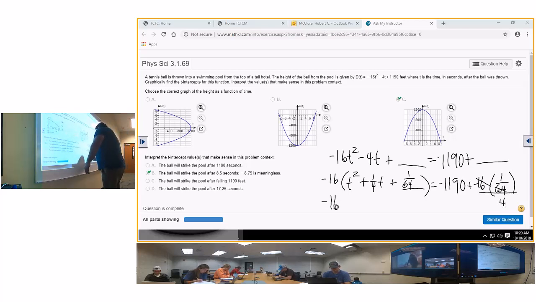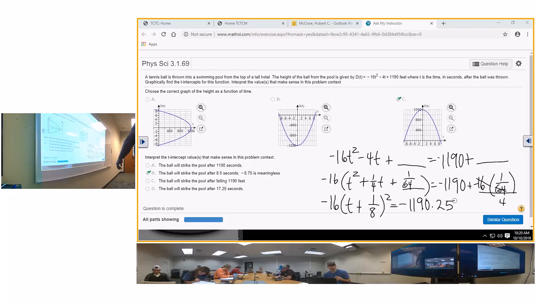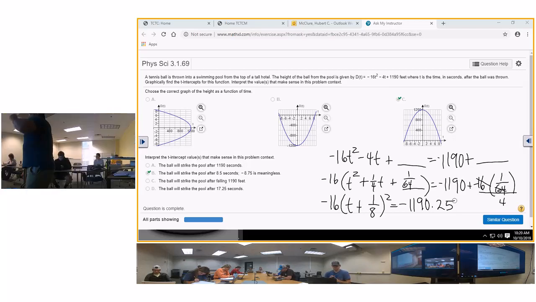Negative 16, be quiet, Jay. (t plus 1/8) quantity squared is equal to negative 1190.25. I wasn't being sarcastic. I really do like fractions.